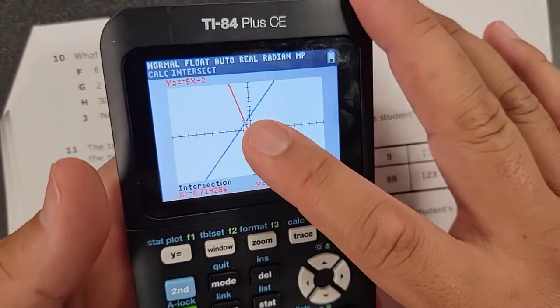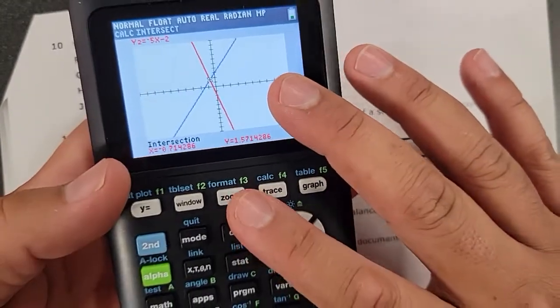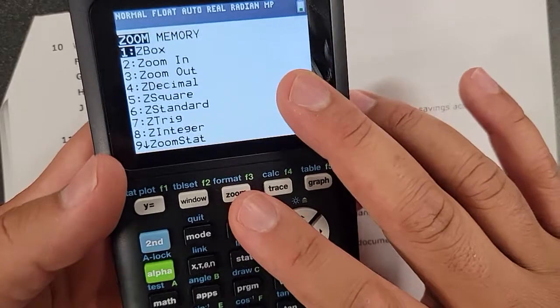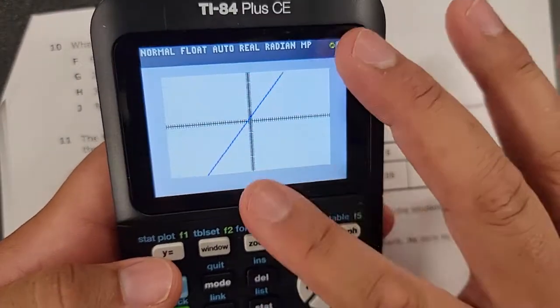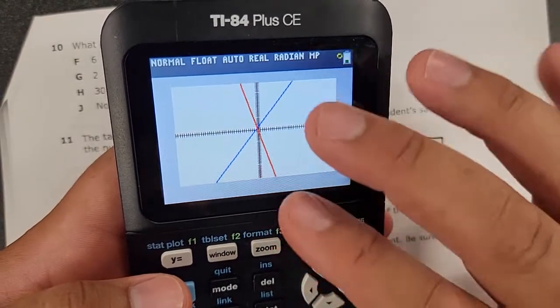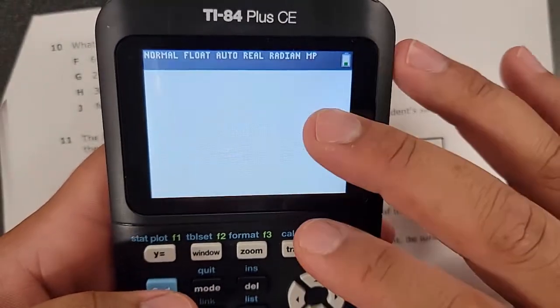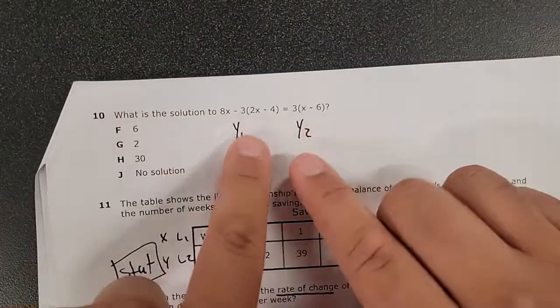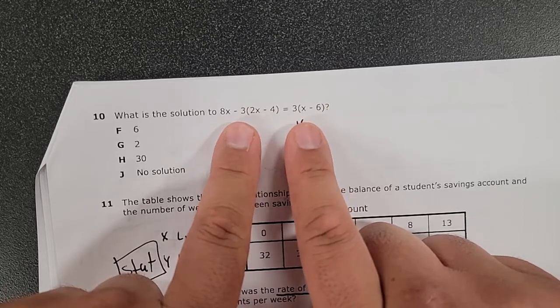Now, sometimes, guys, the lines are not going to cross on the paper. If that happens, remember that you can zoom out. If I push zoom, and I zoom out number 3, and I push enter, it'll zoom out and you can kind of see the whole graph. I think you have to do that for one of them. Only thing I will say is that all these right here are minus signs. None of these are negative signs, so just be careful with that.